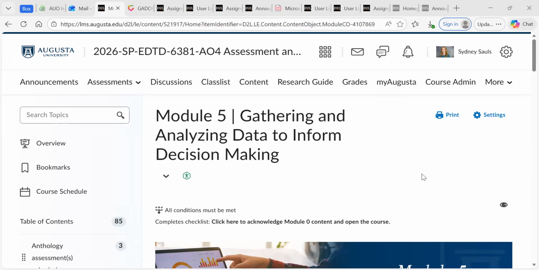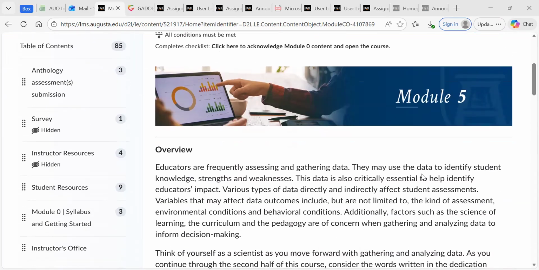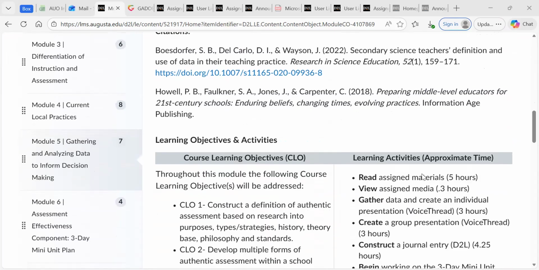We are moving into Module 5. So we've talked about differentiation. We've talked about alternative assessments. We've discussed the importance of using these assessments to make informed decisions on our instructional practices. But we haven't actually talked about the nitty-gritty of gathering and analyzing that data. So how do we actually use this data to inform our decisions? So that's what we're going to be exploring this week.